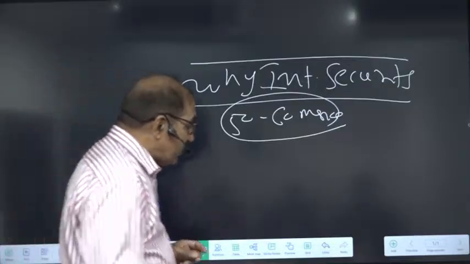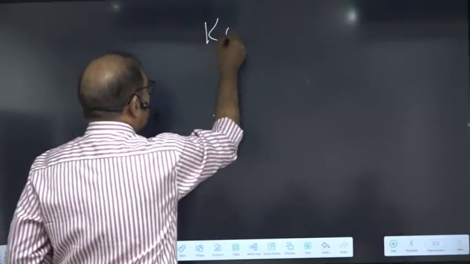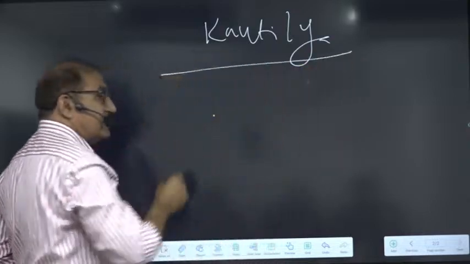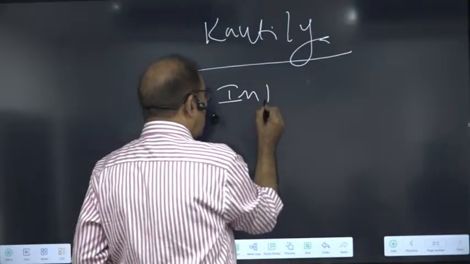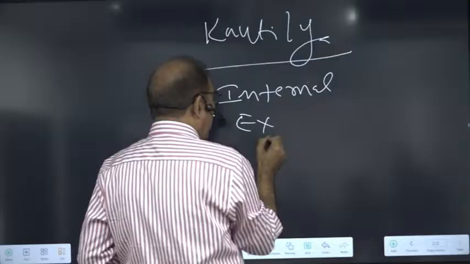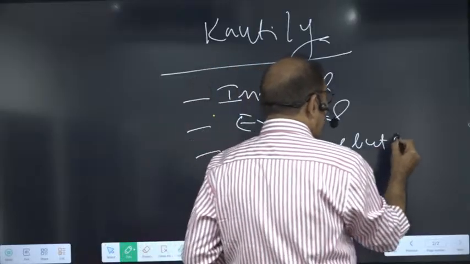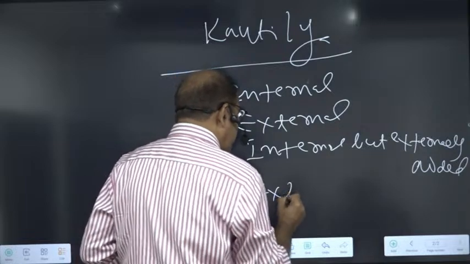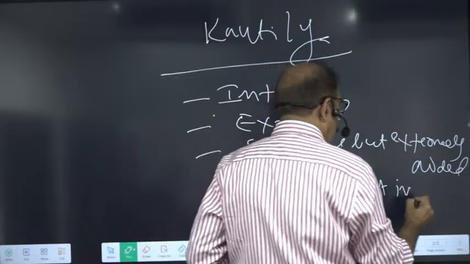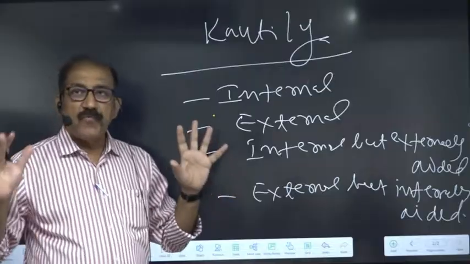In fact, I would like to refer to Kautilya, if you know about this. Kautilya, long time back, talked about security. Kautilya said there are 4 internal security threats. One, internal. Other, external. Third, internal but externally added. Fourth, external but internally added. Added means supported. Kautilya talked about 4 components of security.